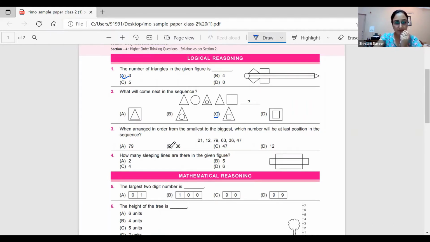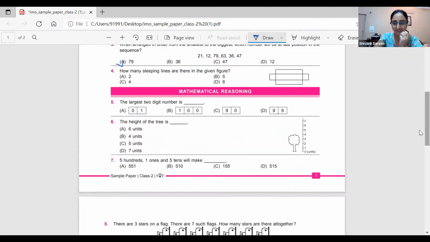When arranged in order from smallest to biggest, which number will be the last position in the sequence? Now, no need to change it into increasing order. So ultimately the biggest number would be the end. So you can just find out the biggest one. So 79 is the biggest number. So option A is the correct answer. Isn't it interesting? Okay, so let's move on to question number 4.